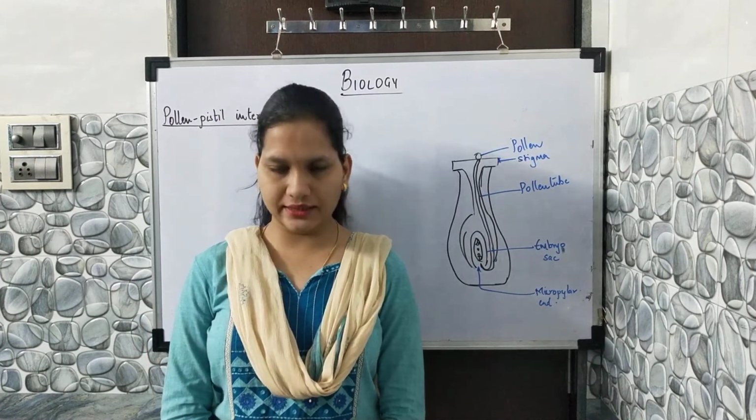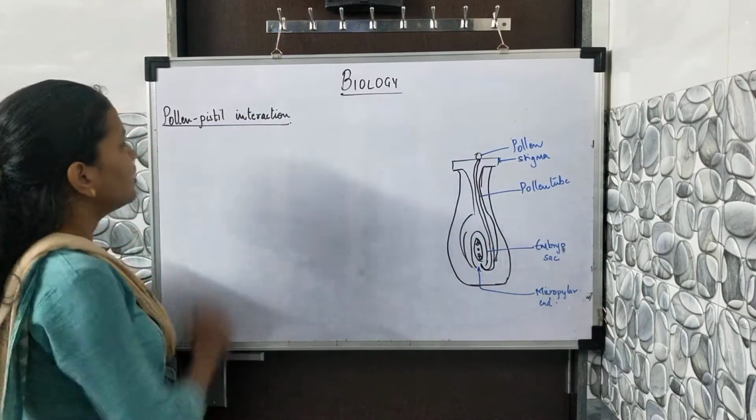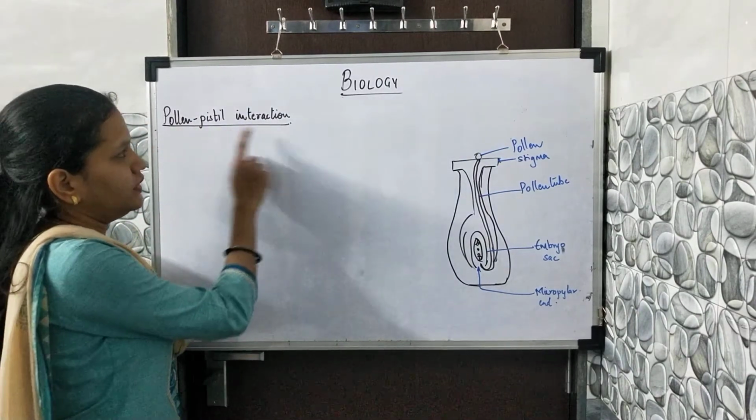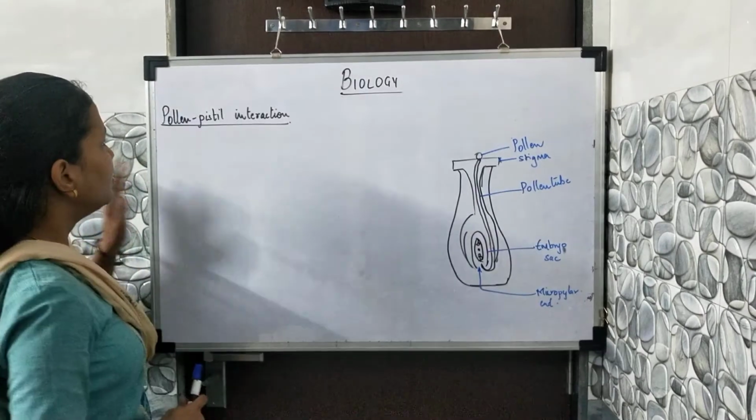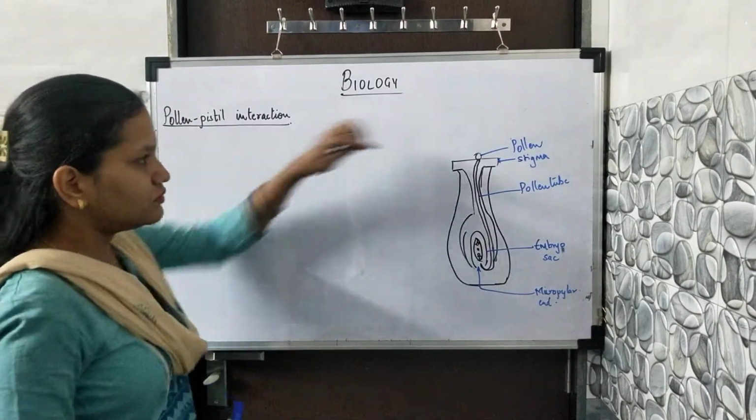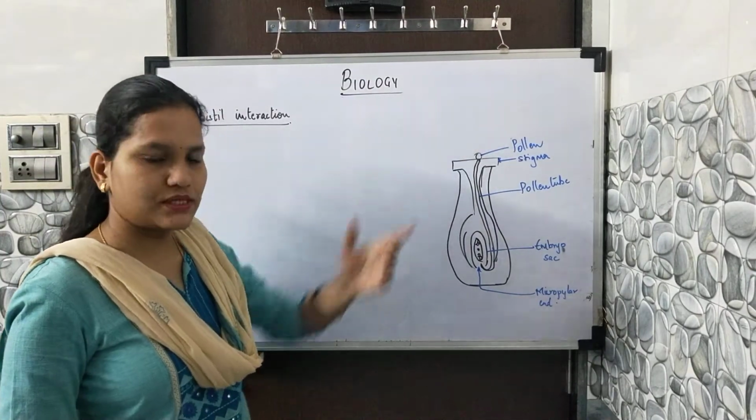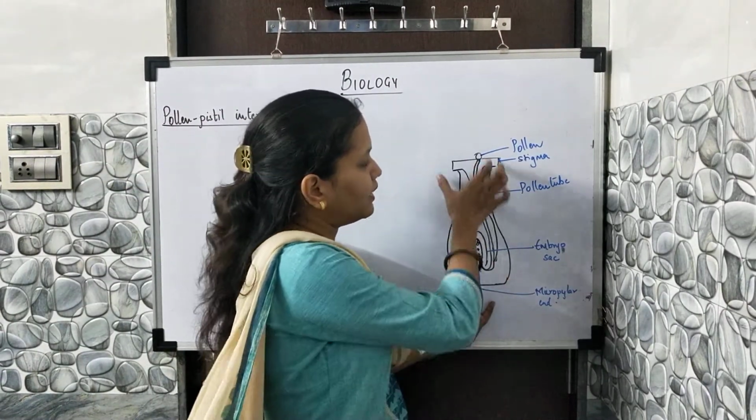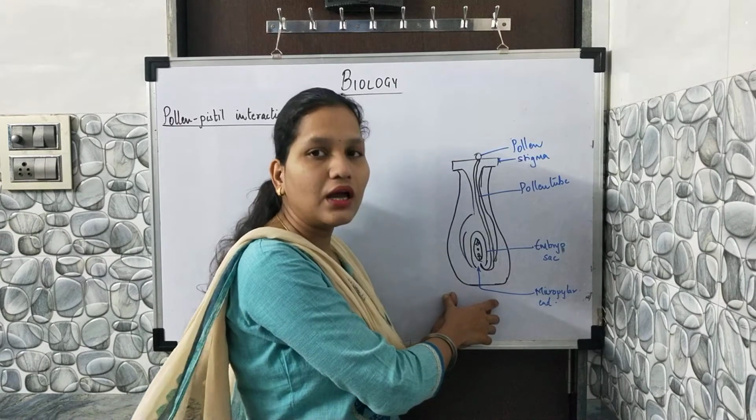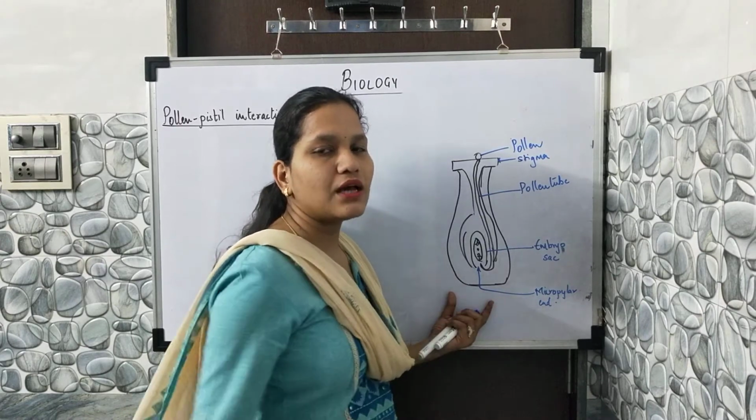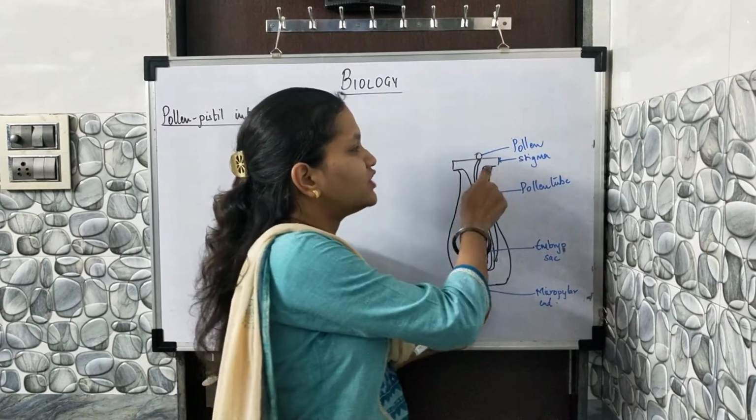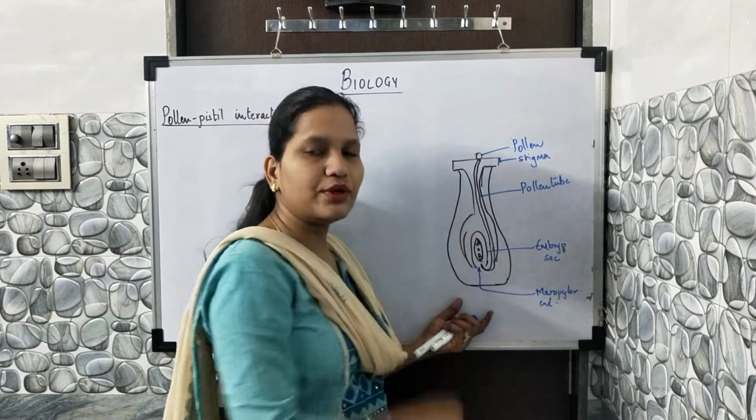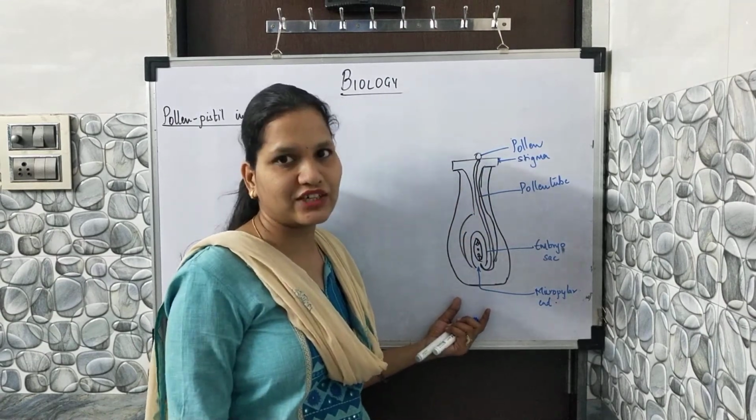Yes, another topic which we are going to start is pollen-pistil interaction. First of all, we are going to see pollen and pistil. The whole part of the flower, the gynoecium, we are going to call it the pistil, and the interaction between pollen and pistil is called pollen-pistil interaction.